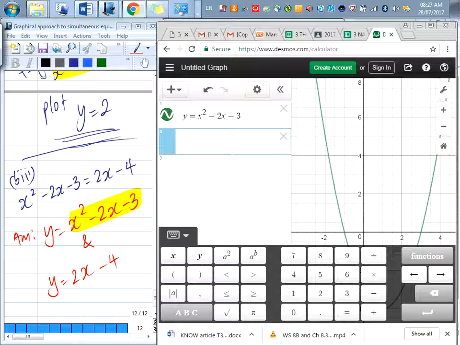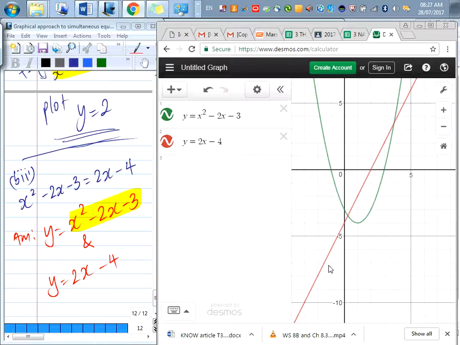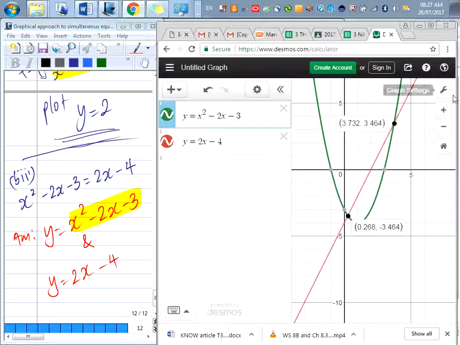Okay, just going to do it quickly over here. y equals 2x minus 4. You get a straight line sloping upwards because the gradient, meaning the coefficient of x, is positive. So it slopes upwards. It intersects the y-axis at -4, because that is shown, y equals mx plus c. And how many points of intersection do we see? 2. They are here. One over here and one over here.